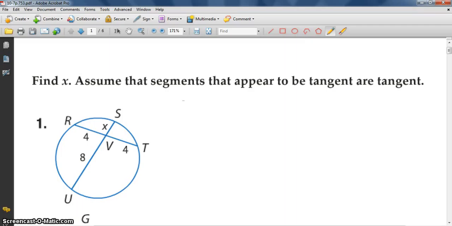This is section 10.7, special segments in circles, starting on page 753. Number 1, find x. Assume that segments that appear to be tangent are tangent.